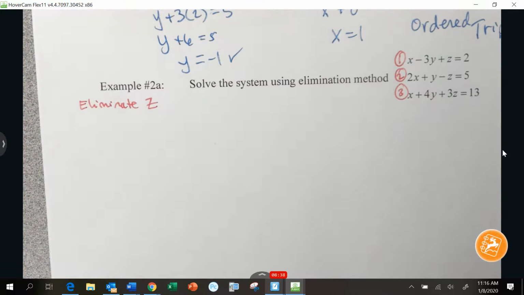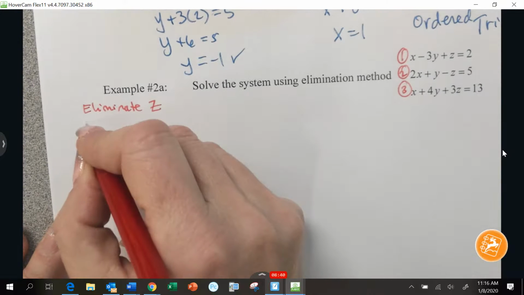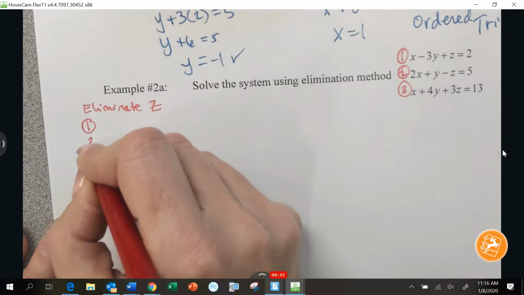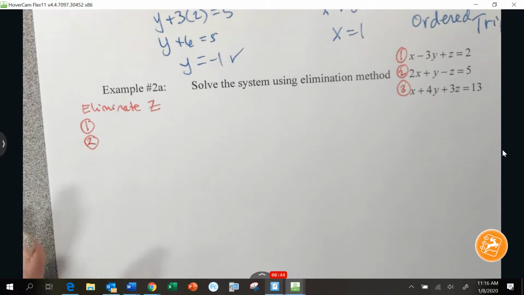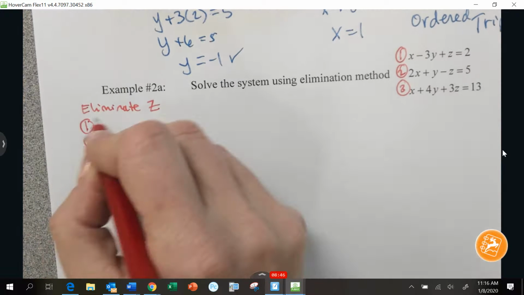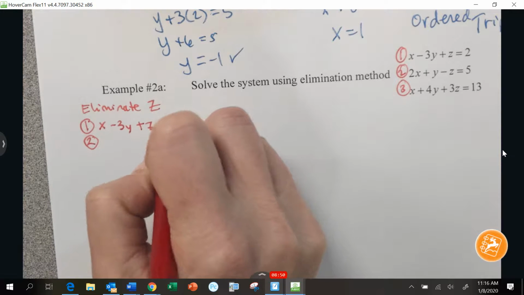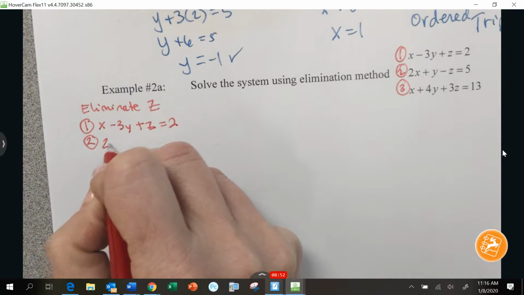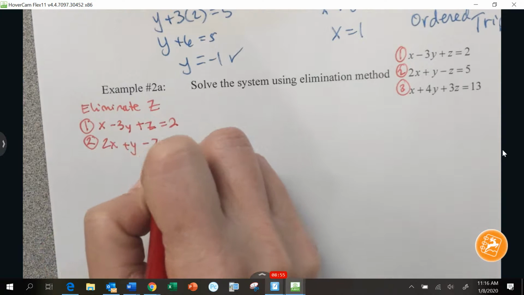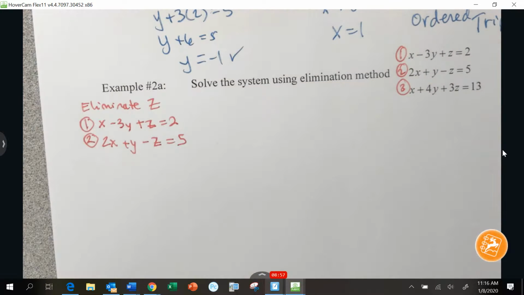So then Amelia kind of knew what to do next. She said, let's use equation 1 and equation 2. So notice how I'm writing down 1 and 2. And I'm copying that entire equation over. X minus 3y plus z equals 2. 2x plus y minus z equals 5. Why do I make my z's weird?